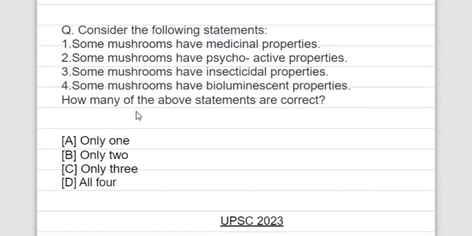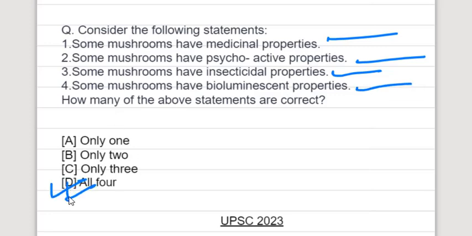Coming to one question asked in UPSC 2023: consider the following statements. First statement: some mushrooms have medicinal properties. This statement is correct. Some mushrooms have psychoactive properties. This is also correct. Some mushrooms have insecticidal properties. This is also correct. Some mushrooms have bioluminescent properties, meaning they glow. This is also correct. So all four are correct. This is question number 7.